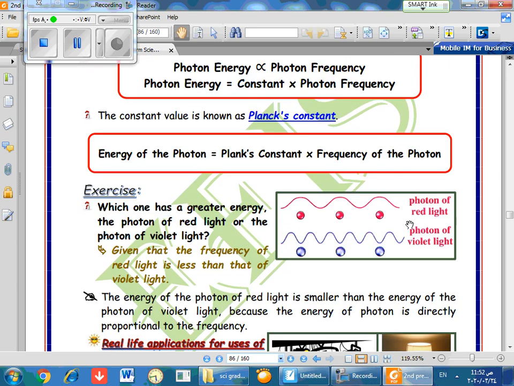Which one of these two lights has the greatest energy? Look at this: the red photon and the violet one. Which one of them has the greatest frequency? It is very clear to us that the violet has the greatest frequency, so it has the greatest energy. So it has greater energy than the red one. Okay? Right.